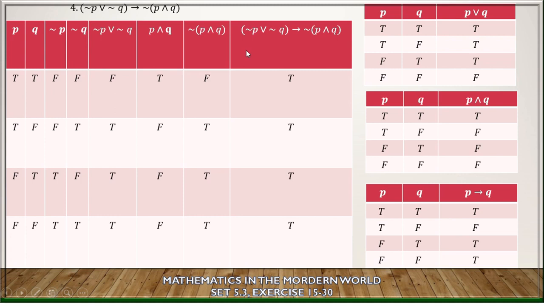Now the conditional of the disjunction of not P and not Q, then the negation of the conjunction of P and Q. So of these two, false, false is true. True, true is true. True, true is true. And true, true is true. So all are true.